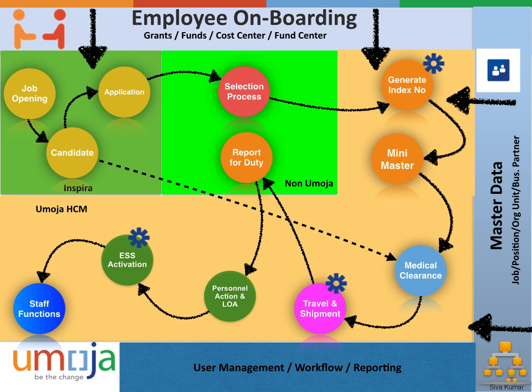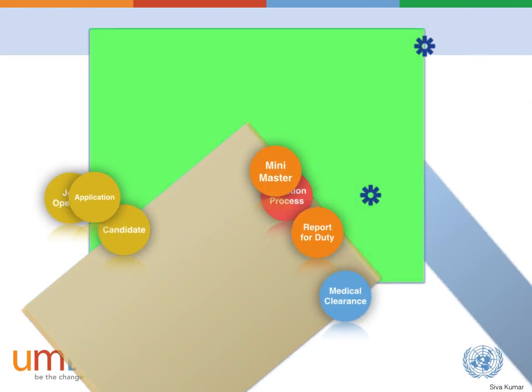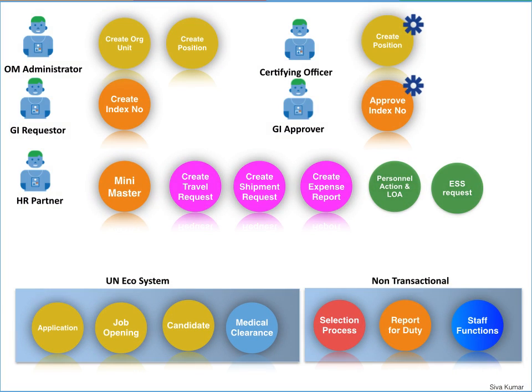Now, let me take it to the next dimension, the enterprise role. The same thing can be mapped as an enterprise role view, where you have an OM administrator who will be responsible for creating an org unit or a position, a GI requester and GI approver, and an HR partner who is going to do the bulk of the process. We also have a new category here called UN ecosystem, in addition to the non-transactional activities.